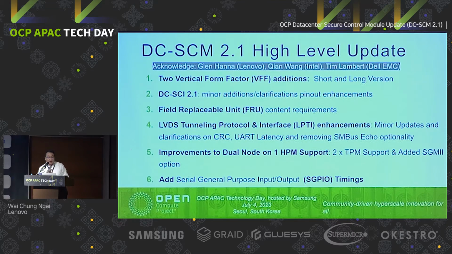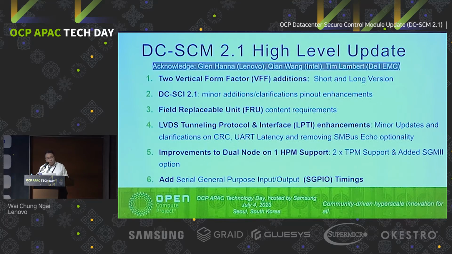And then my last section is mainly a high-level update on the DC-SCM 2.1. With that, I'd like to acknowledge and thank the project leads contributing to this sub-project, including Glenn Hanna from Lenovo, who is our server architect, Ching Wang from Intel, and also Tim Lambert from Dell EMC.